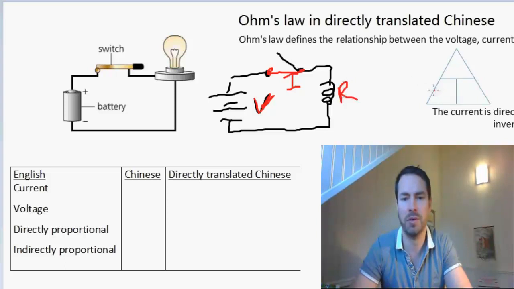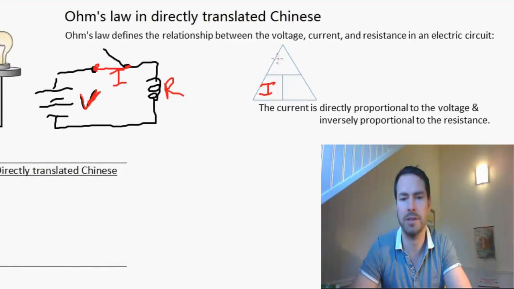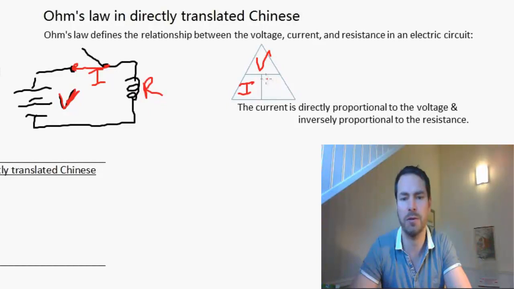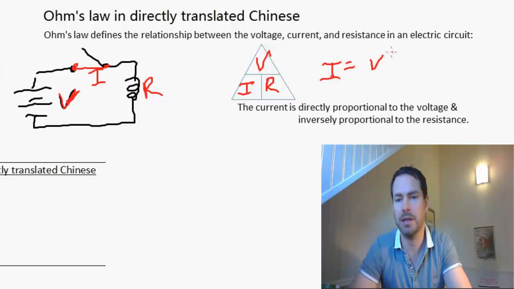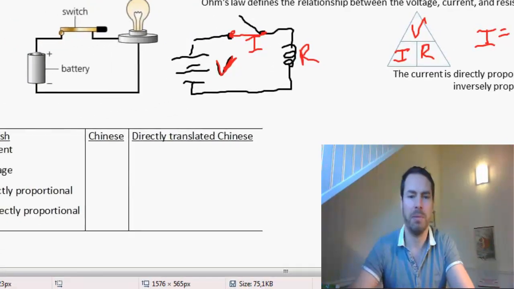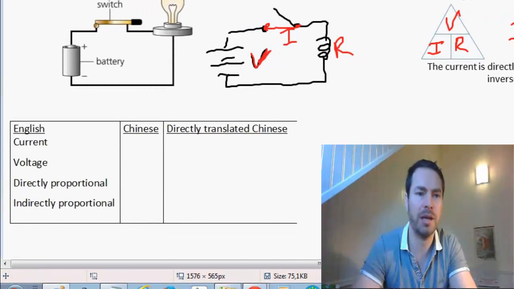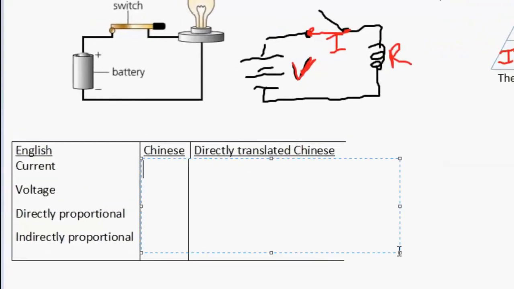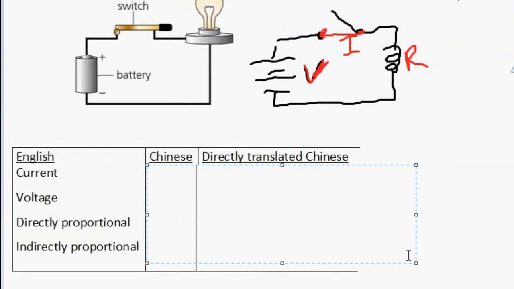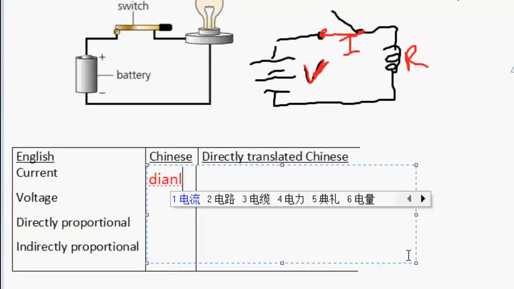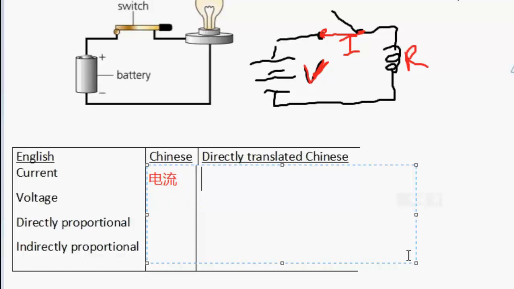We can often represent it in a triangle like this. Current is directly proportional to voltage and inversely proportional to resistance, and we can represent this mathematically like this. Okay, but let's have a look at some of these words and how they come together. So we have Dian Liu, which is electric current, and literally this is electric flow.